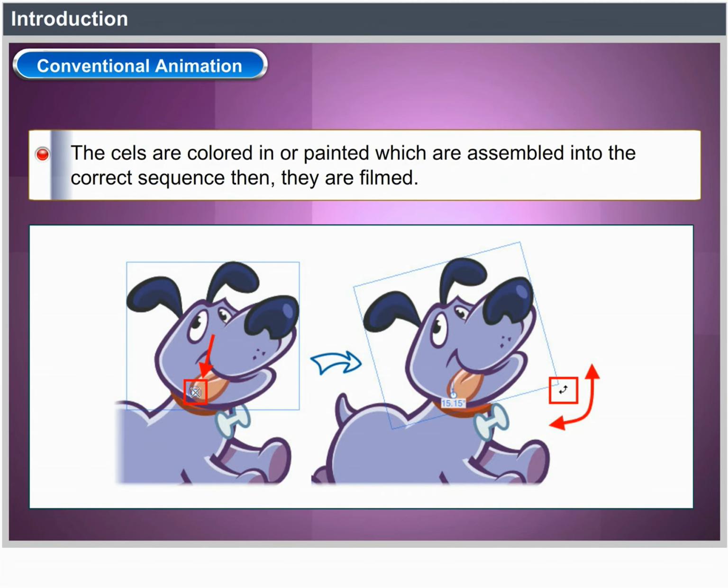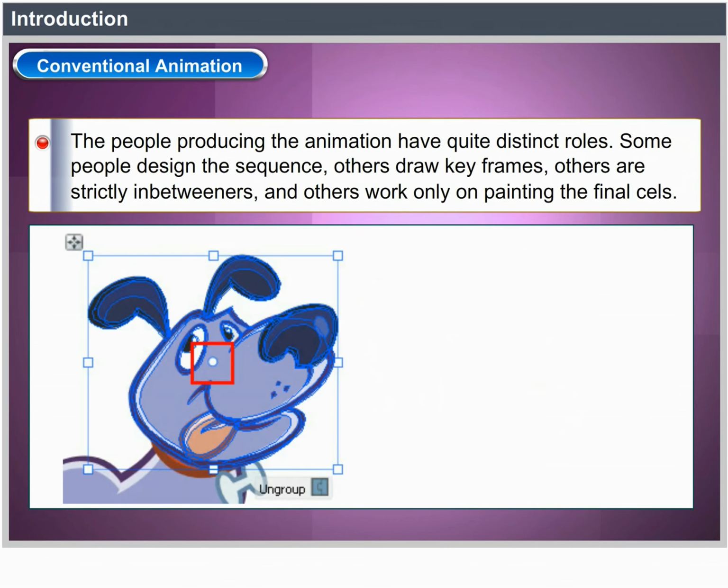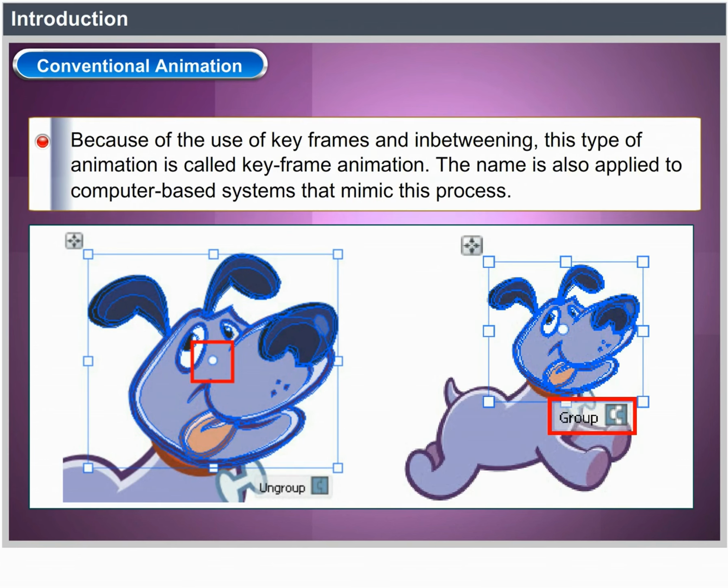The cells are colored in or painted and are assembled into the correct sequence. Then they are filmed. The people producing the animation have quite distinct roles. Some design the sequence, others draw keyframes, others are strictly in-betweeners, and others work only on painting the final cells. Because of the use of keyframes and in-betweening, this type of animation is called keyframe animation. The name is also applied to computer-based systems that mimic this process.